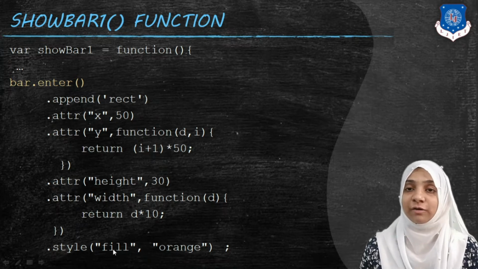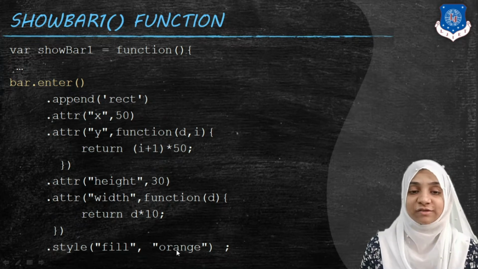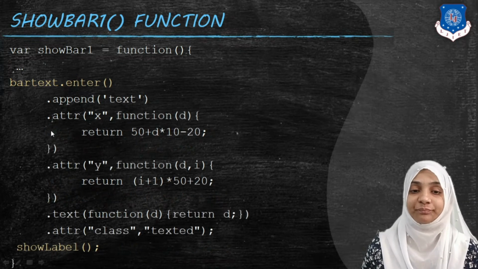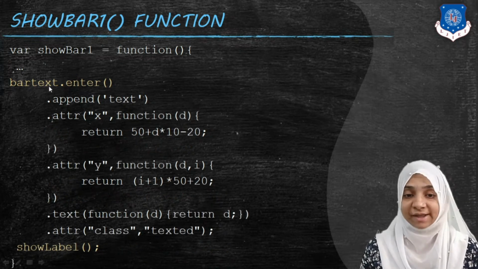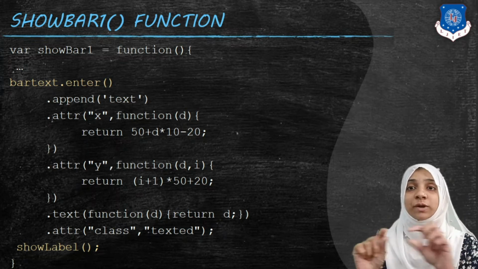So style filling attribute is set to value orange. So this is how we have prepared bars of graph. Similarly, we can also write bar text. So whatever the value bar is showing must get displayed over the bar.